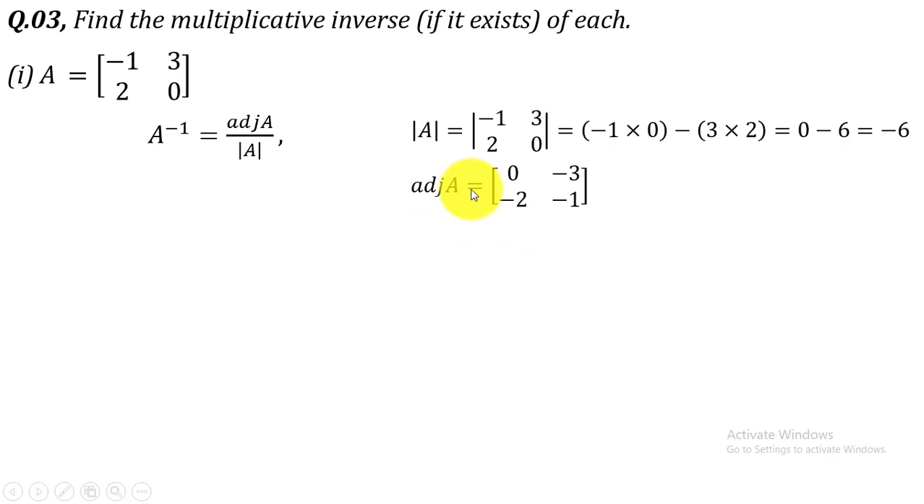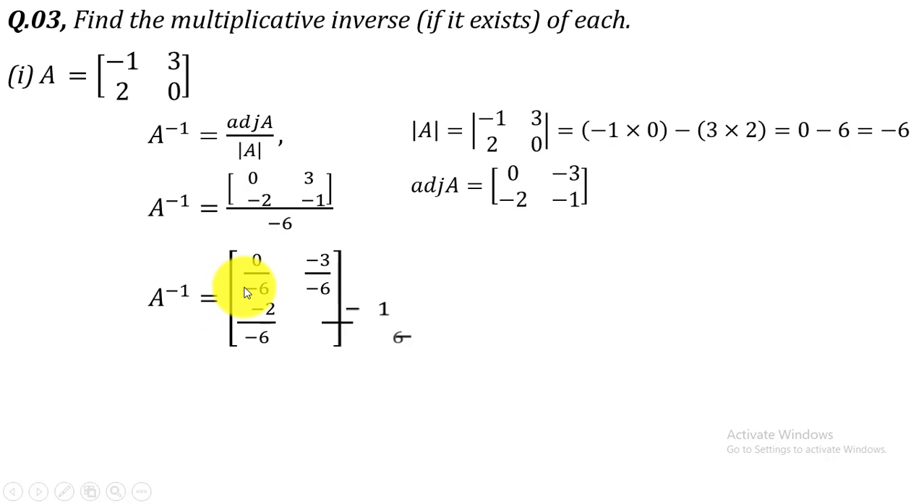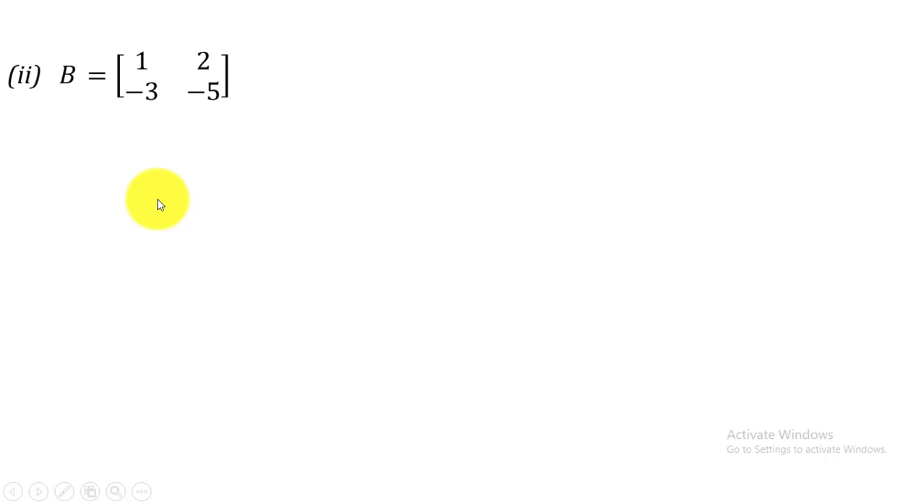The adjoint of matrix A is equal to the matrix having elements 0, negative 3, negative 2 and negative 1. A inverse is equal to the matrix having elements 0, 3, negative 2, negative 1 over negative 6. That is equal to A inverse is equal to the matrix having elements 0, 1 over 2, 1 over 3 and 1 over 6.